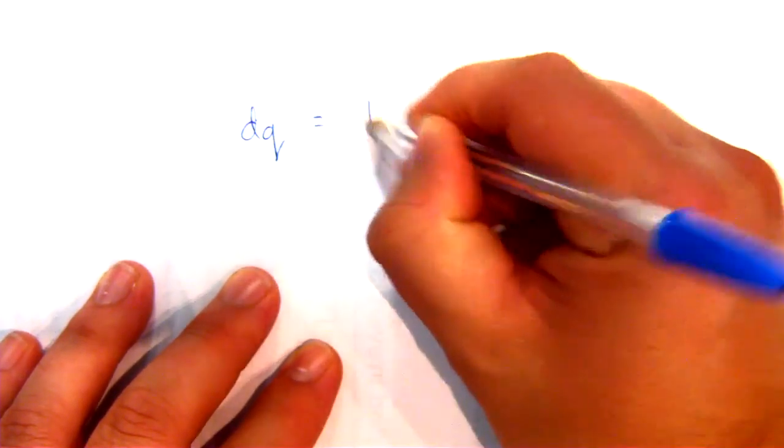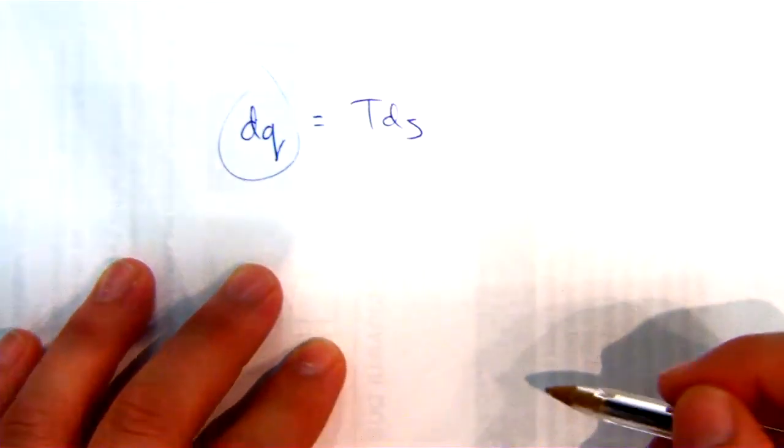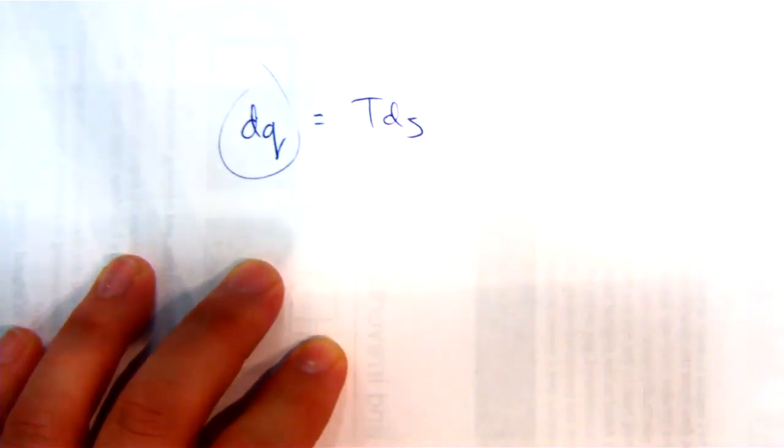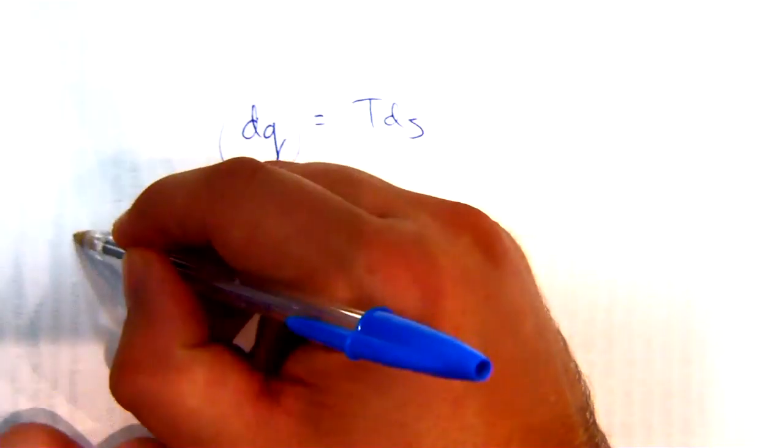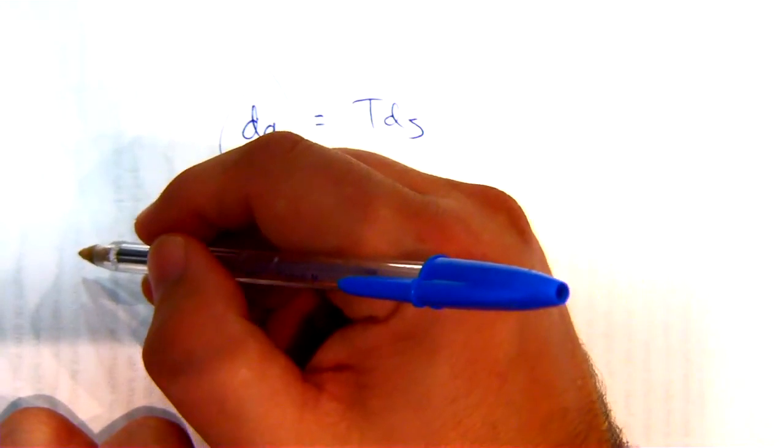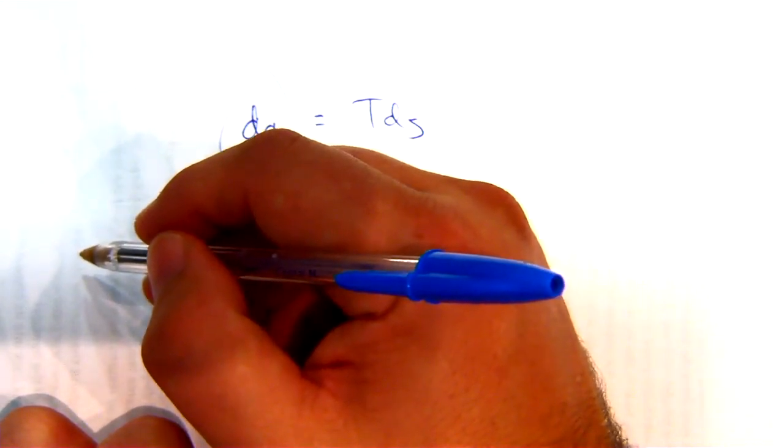I have dQ equals TdS. My problem is this guy. My objective is to be able to express that in terms of properties rather than processes. Q is a process. So what I've got is my first law: energy in minus energy out equals change in energy. What is my first law expressed as the NFEE, the non-flow energy equations?